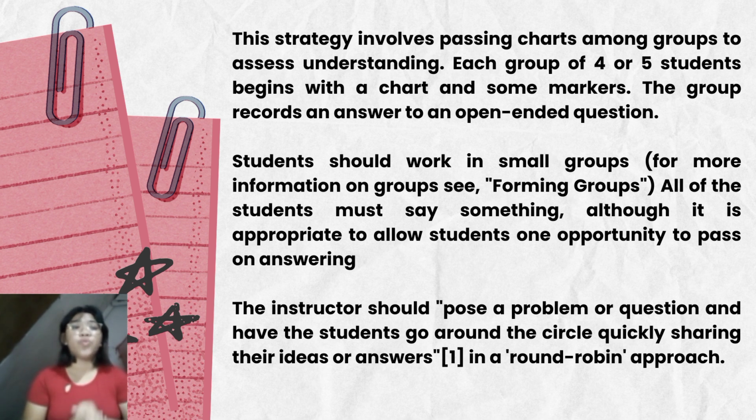Students should work in small groups. For more information on forming groups, see the reference on forming groups. All of the students must say something, although it is appropriate to allow students one opportunity to pass on answering. For example, in a small group there are 3 to 5 students. Your teacher or instructor poses a problem or a question and has the students go around the circle quickly sharing their ideas or answers.